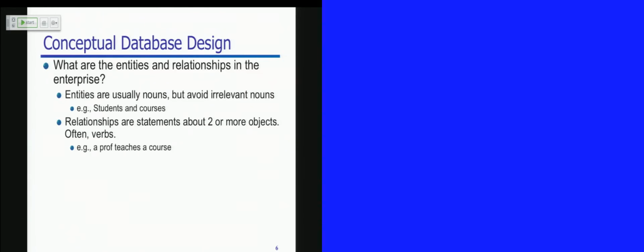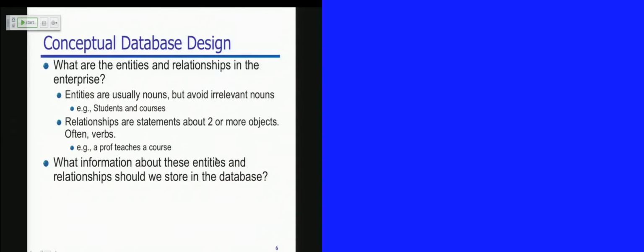In our ER model, we're going to have entities which are usually nouns. But we'll try to avoid irrelevant nouns, obviously. So students or courses are going to be entities in the model that we have. And relationships are statements about two or more entities, which often tend to be verbs. So a prof teaches a course. And that teaching, which is relating a prof and a course, is going to be a relationship.